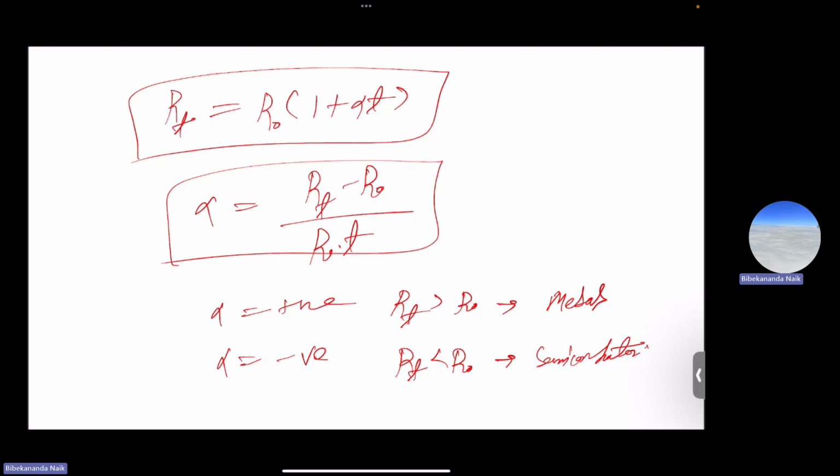So when we increase the temperature, the extra energy is utilized to free more electrons, so more charge carriers are available at higher temperatures. That's why the resistance decreases. So here alpha will be negative and here alpha will be positive. This is the way they behave. With increasing temperature, the resistivity of metal increases, but the resistivity of semiconductor decreases.